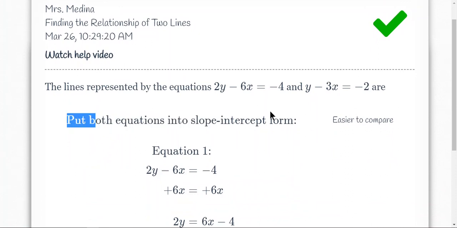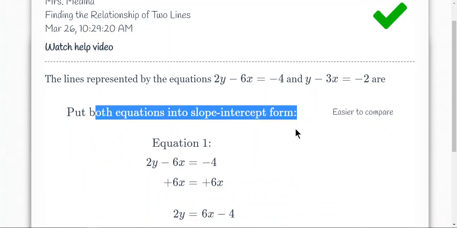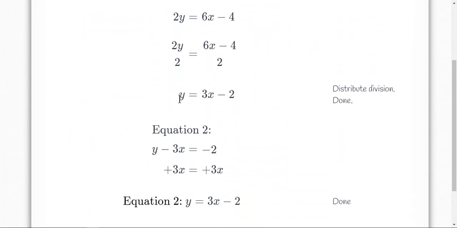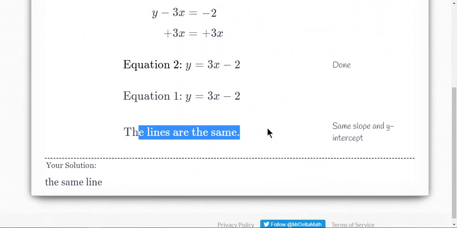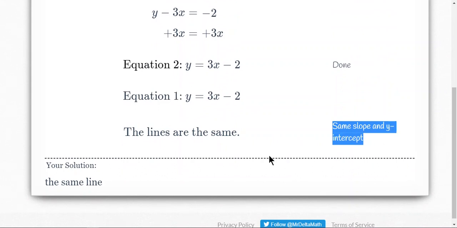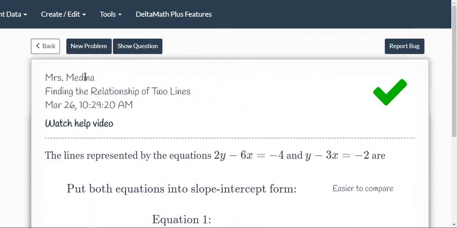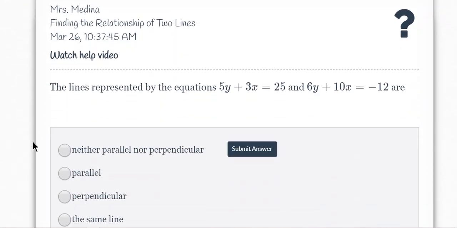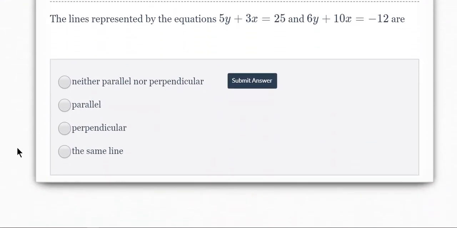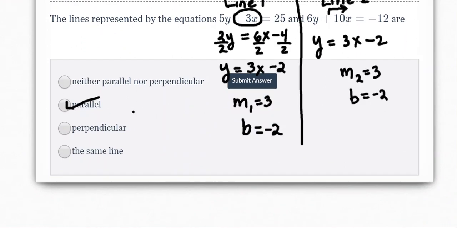So put both equations into slope-intercept form. That is what we did. And that's the first equation. They did the second equation. The lines are the same because they have that same slope and the same y-intercept. Let's look at one more problem. Find the relationship of two lines. So once again, we have these two lines.